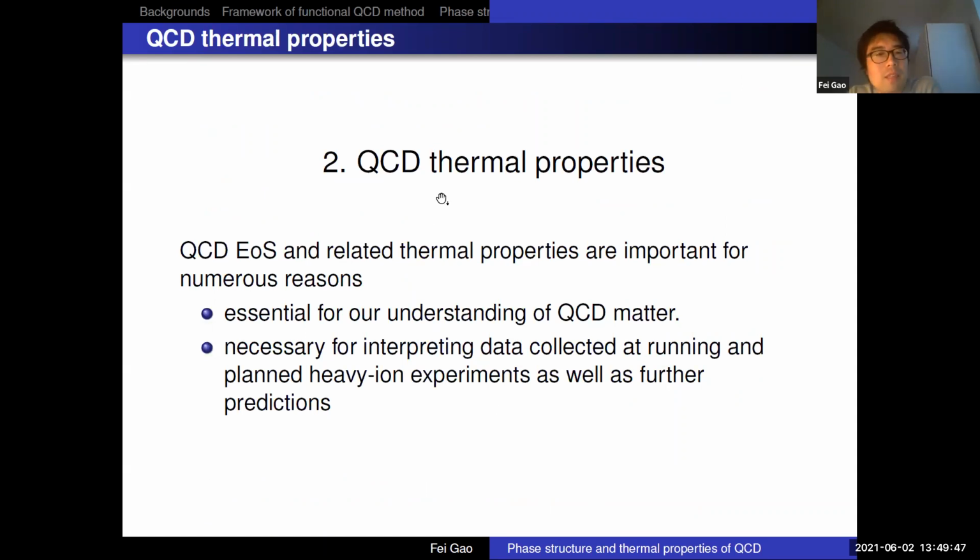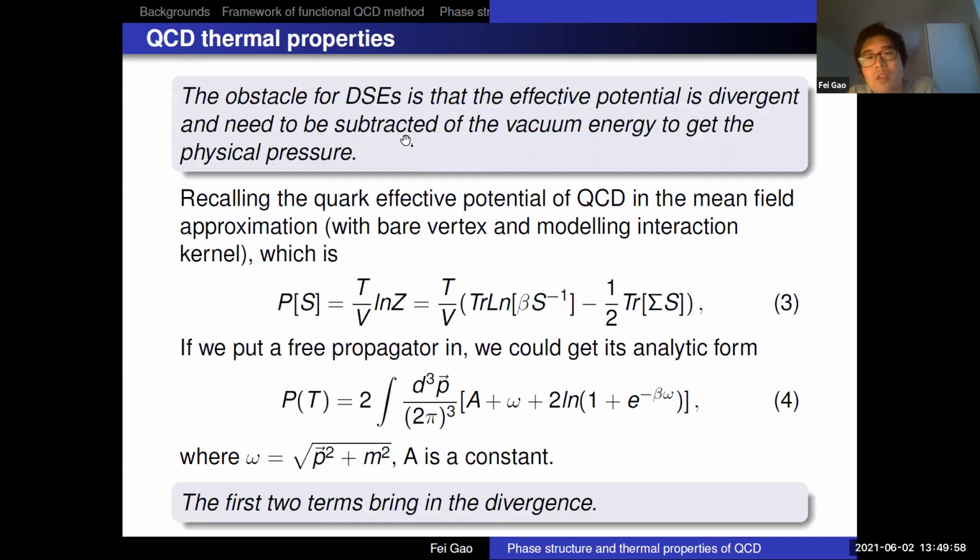With this, after obtaining the phase structure, we can then compute the QCD thermal properties, which are more related to the experiments. But the obstacle for the DSE method is that the effective potential from field theory is divergent because of the vacuum energy, so it needs to be subtracted. Here is a mean field approximation for the effective potential of QCD. If we put a free quark propagator here, these two terms are divergent after the integral. Analytically, it is very easy to subtract, but if we only have the numerical, non-perturbative computation, it is very difficult to do that.